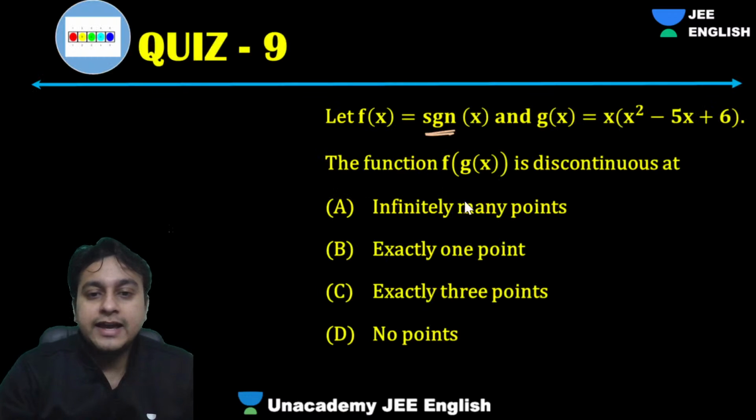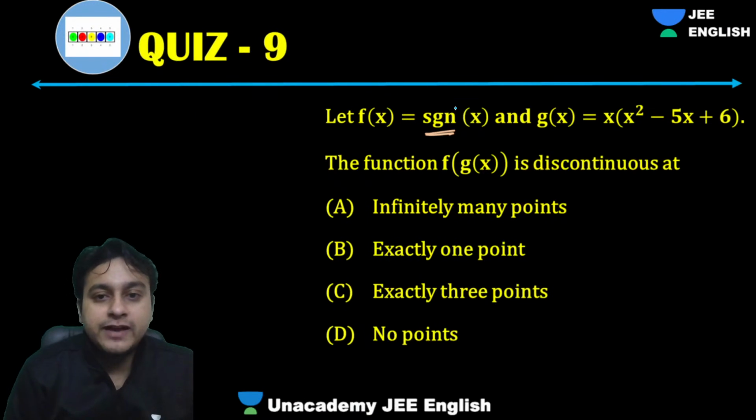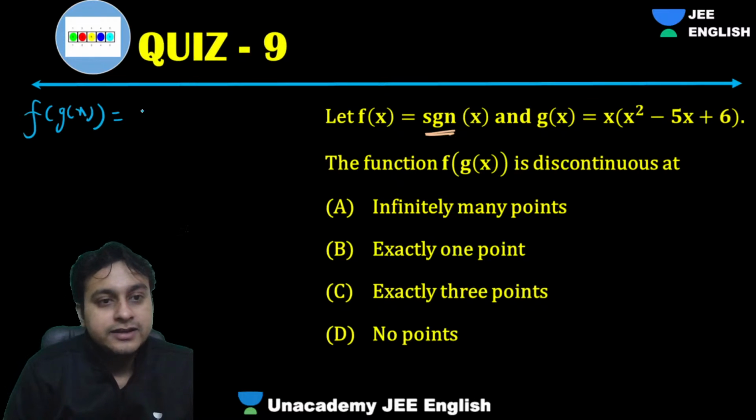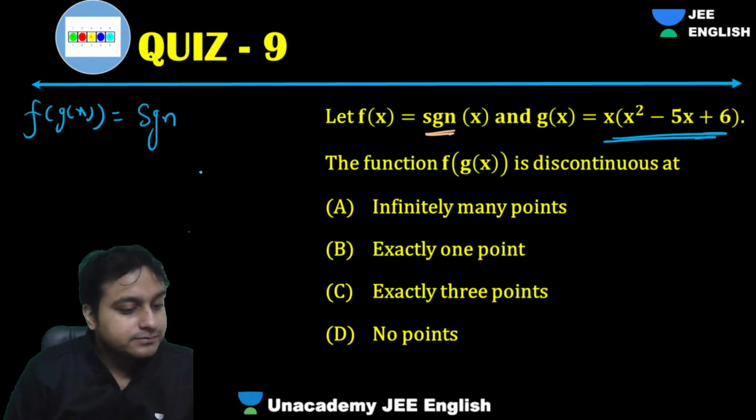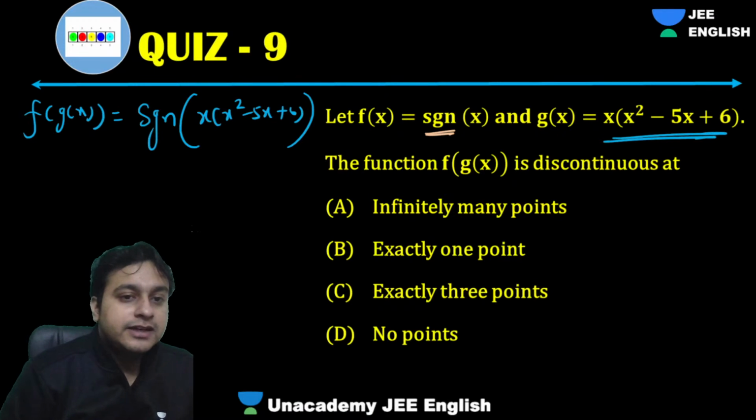So guys, what is this sgn of what? When you compose it, f of g of x, we'll get what? Everyone knows now. This is a very simple thing. ये हो जाएगा signum of, in place of x we'll keep the whole thing, right? We will keep x into x square minus 5x plus 6, right, Shivani, Geeta?